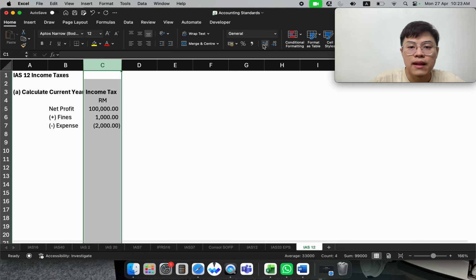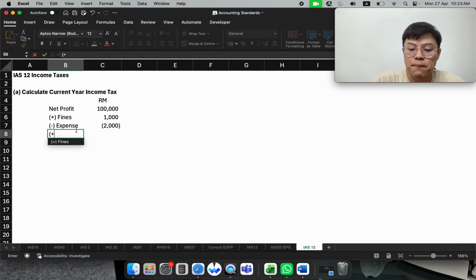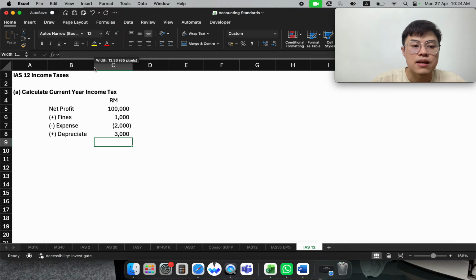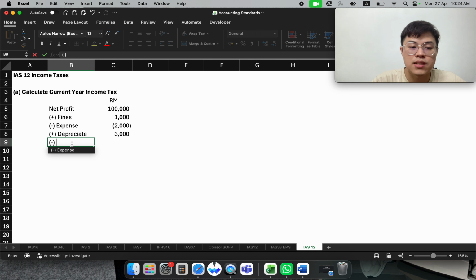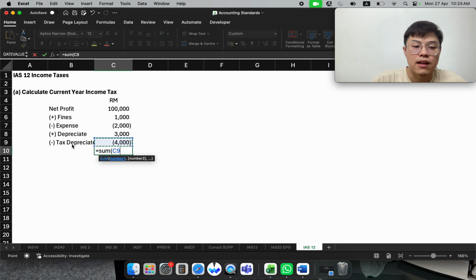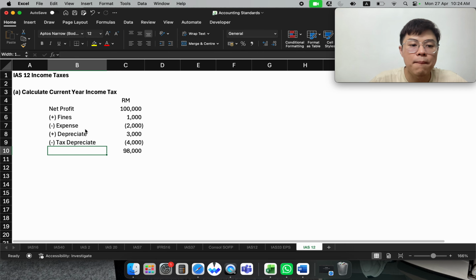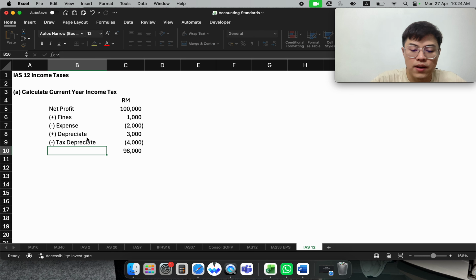And you might need to plus back your depreciation, because this depreciation is not for tax, it's just for your accounting. And lastly, we will need to minus our capital allowance, which is your tax depreciation. For example, 4,000. Then you get the net amount. In income tax, maybe we call it adjusted income, but here in IAS 12 we call it taxable profit.